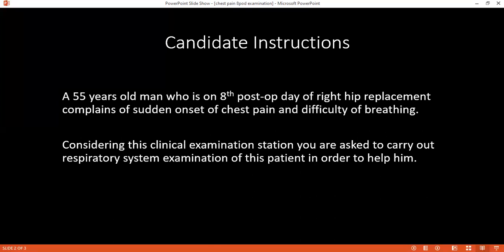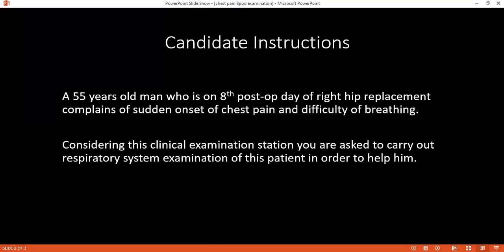So I have examined a patient, a 55-year-old gentleman who is on his 8th post-operative day following right hip replacement, who has presented with sudden onset of shortness of breath and also chest pain. On examination, the patient was slightly dehydrated and hypoxic. He was alert. There was a dressing on the right hip which was not soaked. There was tenderness on the right calf, so possibly the patient has developed a deep vein thrombosis.